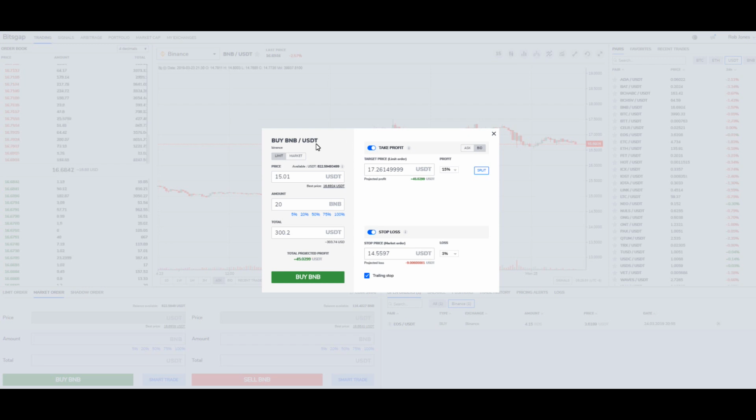Okay, so you're basically looking at a limit order or a market order. You're putting in the price that you want to pay, whether that's going to be limit or market. You're putting in the amount down here of what you want to buy. This shows what it is going to cost you to buy whatever you have in here. This is your projected profit if you set a take profit price here. And then you can also come down here and add a stop loss and a trailing stop.